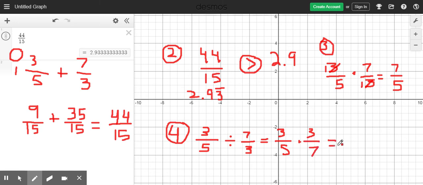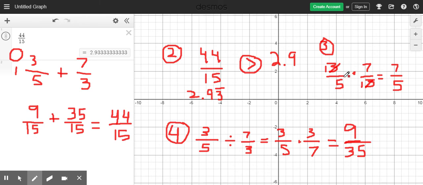3/7. Then to multiply fractions, we'll take numerator times numerator, which would be 9. Denominator times denominator would be 35. Always check to see if you can simplify before you give your final answer. So here we would have 9/35.